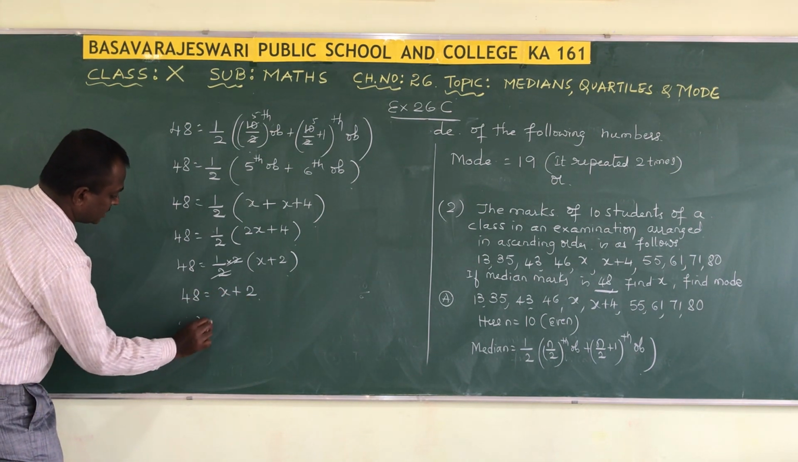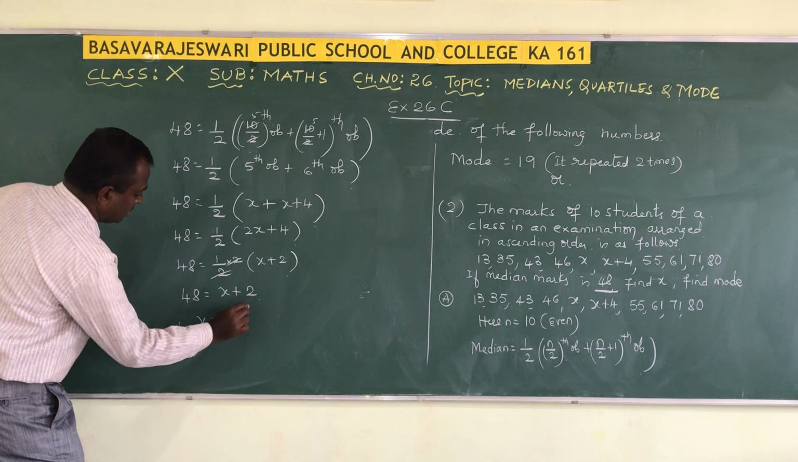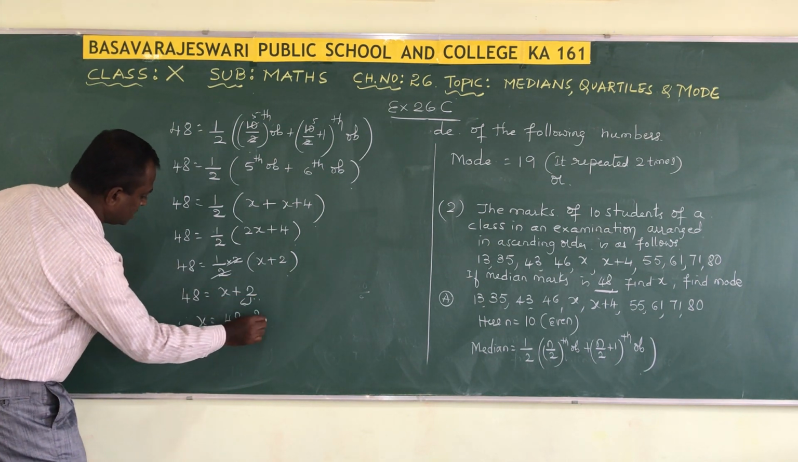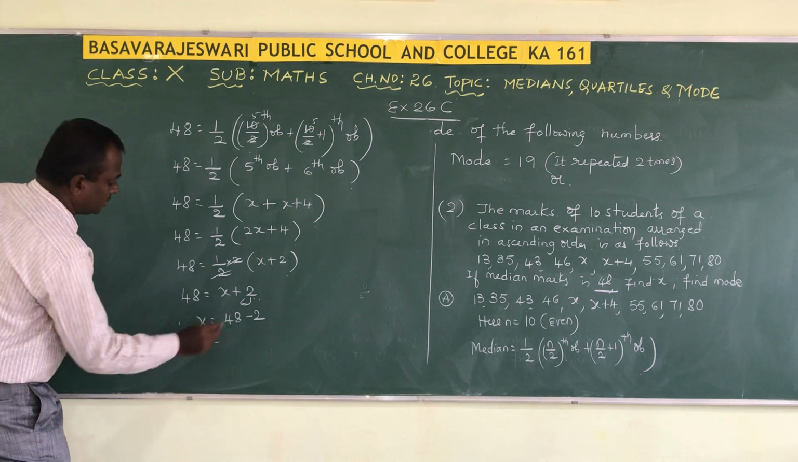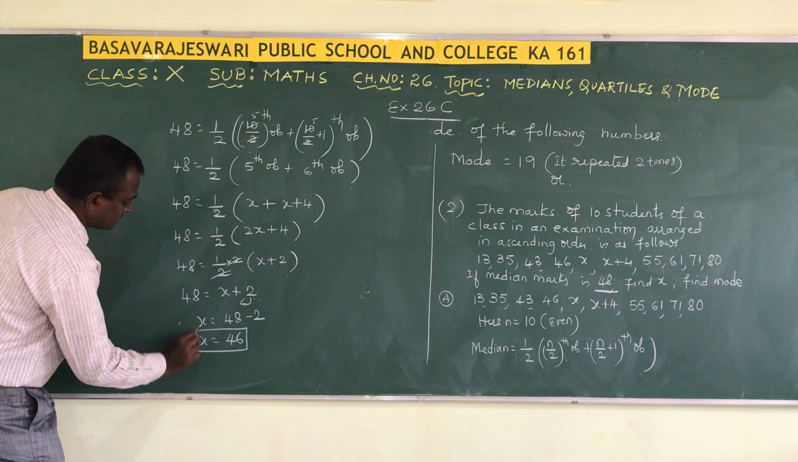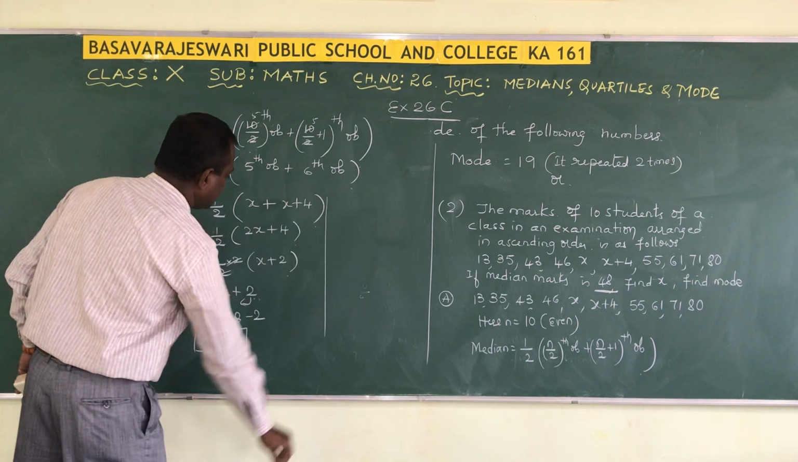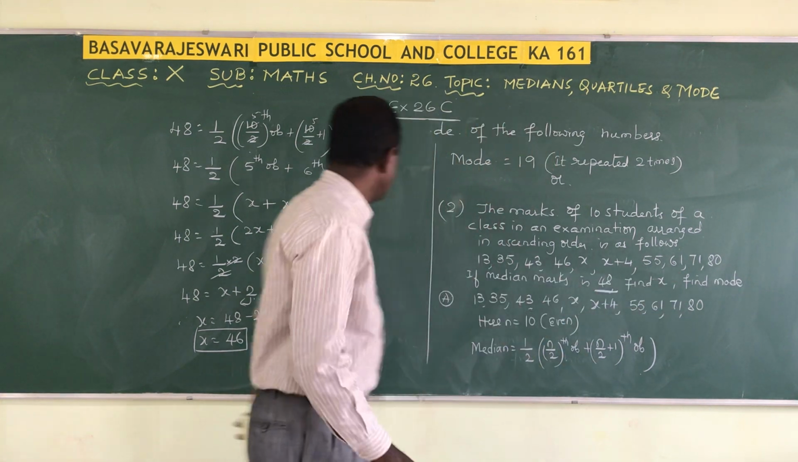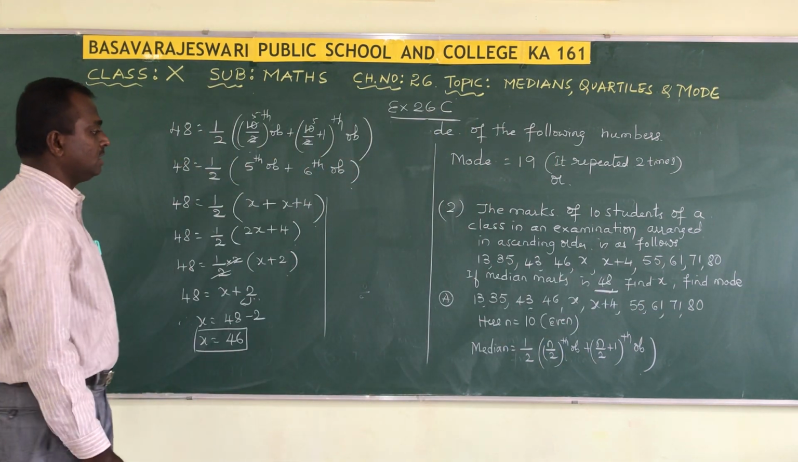Therefore x is equal to 48 minus 2. The plus 2 comes to the LHS and becomes minus 2. So x is equal to 46. This is the x value we got. Find the value of x: we got 46. They are asking us to find out the mode.